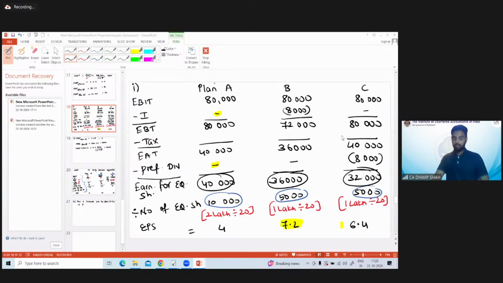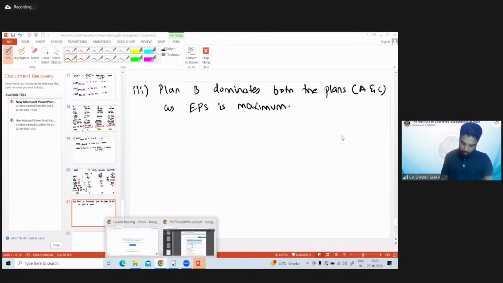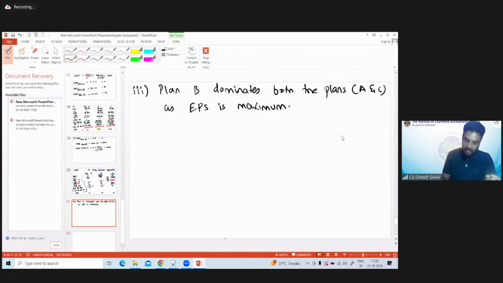So it is to be divided by the number of equity shares only, na? For those equity shares, I will take the equity share's issue price as EPS is maximum, correct? And now they have also asked us to compute the EBIT range among the plans for indifference. So indirectly they have asked to calculate the indifference point.